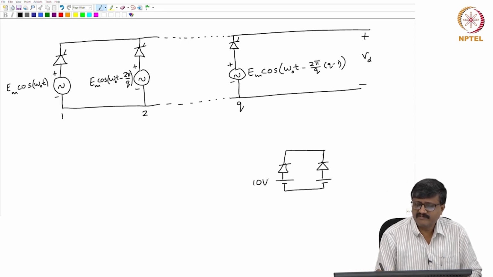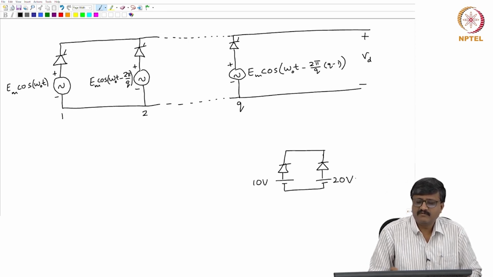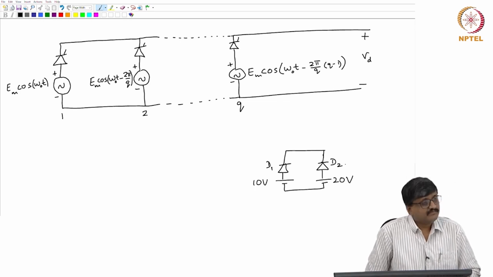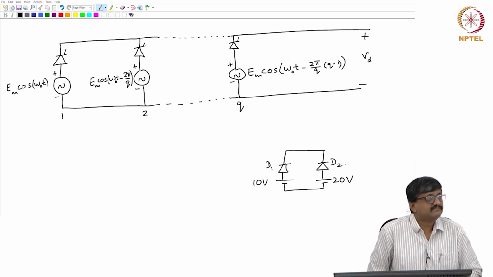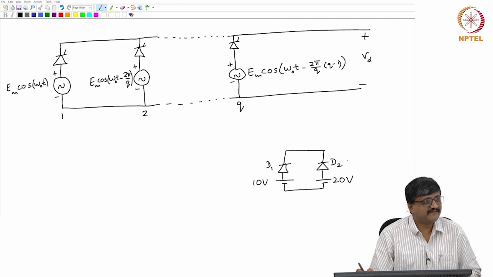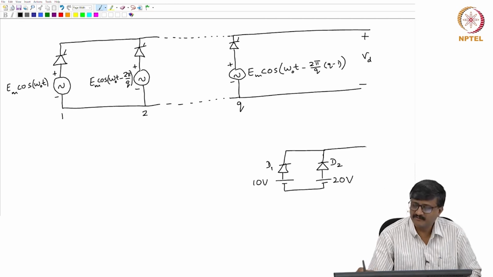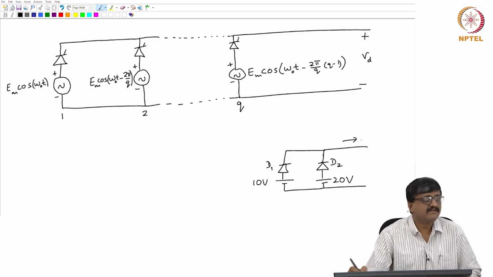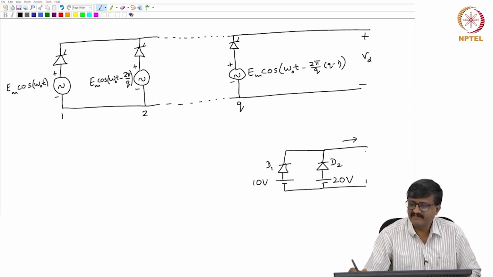Suppose I have 10 volts, 20 volts. So, this is say diode D1, this is diode D2. So, which diode conducts? Now, of course, it's very difficult to say from this circuit. I should also show the DC side. Suppose there is a current flow possible here, I connect something on the DC side, okay.